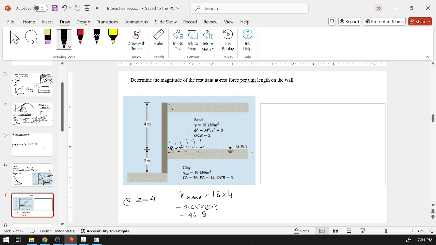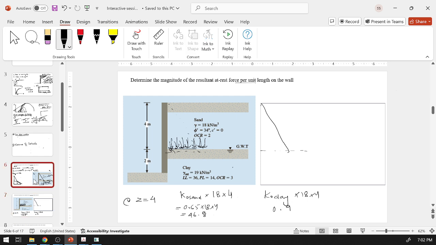Okay, and the variation will again be triangular because it depends on the overburden pressure. But at the same time, at z equal to 0 for the lower layer, we also have this stress here, but the K naught is different. So we will have a K naught clay into 18 into 4, which will be 0.922 into 18 into 4, which will be 66.38. So we will have something like this. This will be 66.38. This will be 46.8.